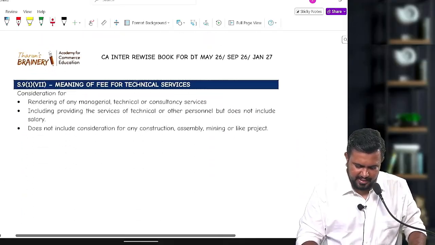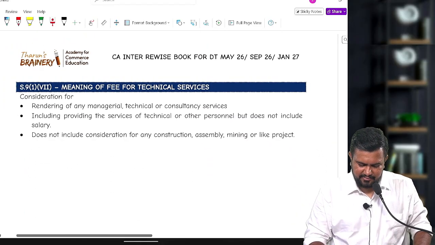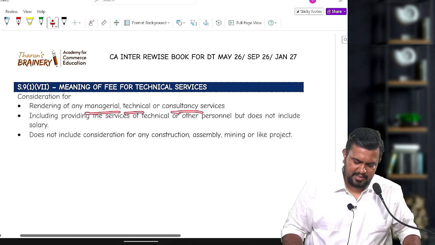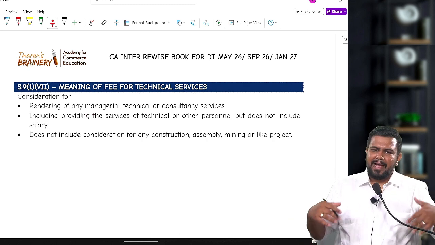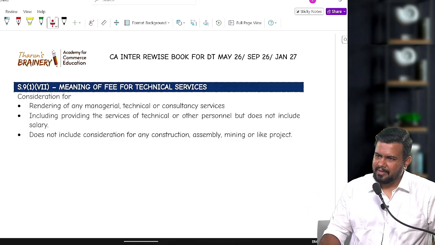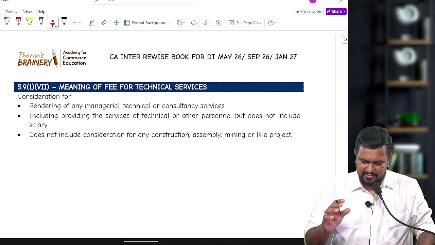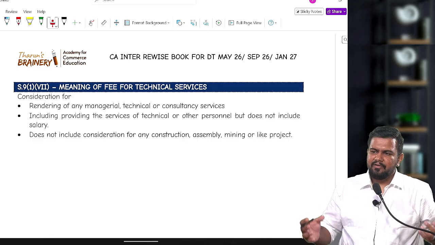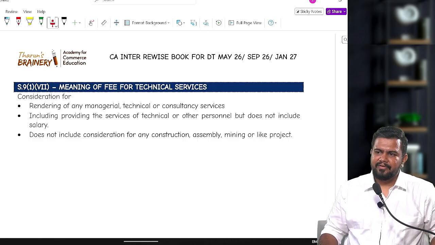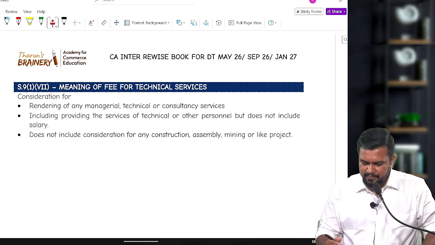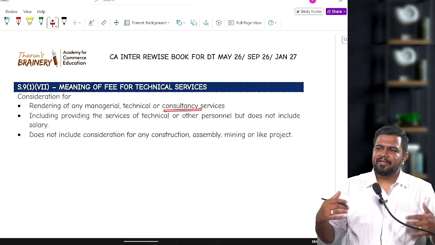Then fee for technical service. What is fee for technical service? It is the consideration for managerial, technical, or consultancy service. Managerial means what? I am doing the managerial work. I am leading. I am taking the decisions on behalf of the entity. That is managerial. Then technical. Technical means I am having some technical expertise. For example, some computer coding knowledge I am having. With that, I am helping my client with some technical work. Then consultancy service, I am giving them some advice.